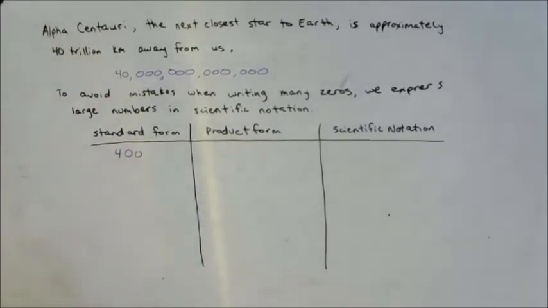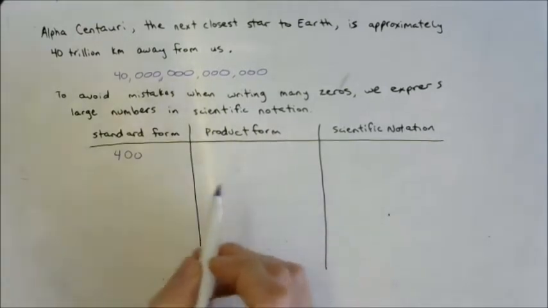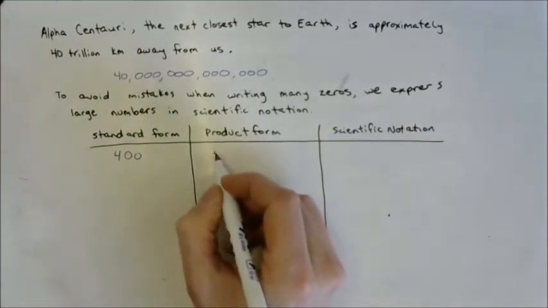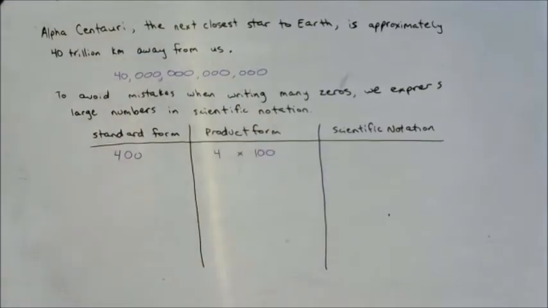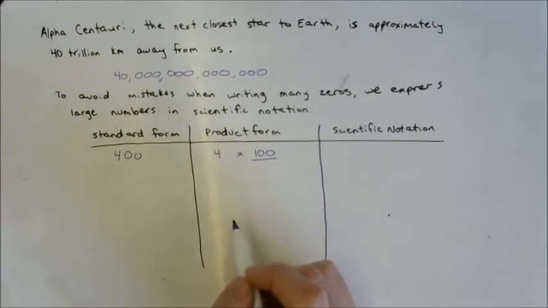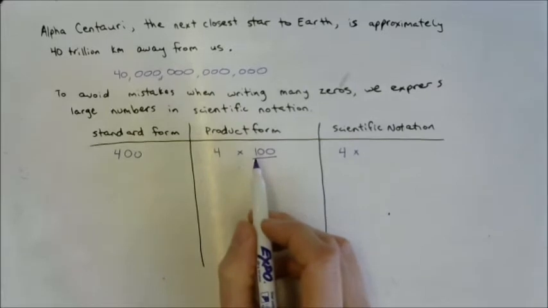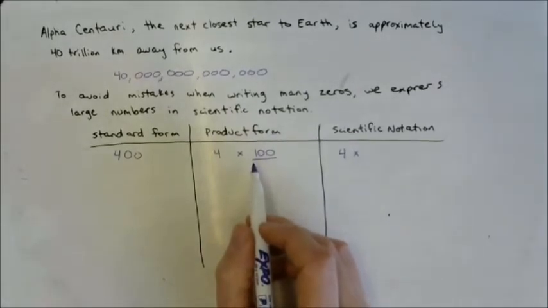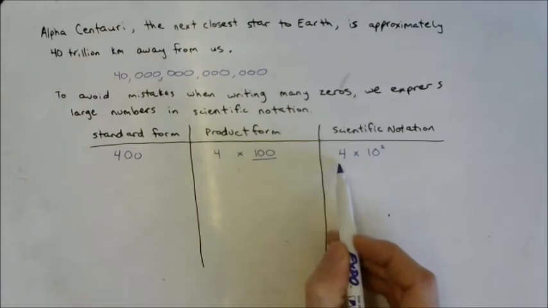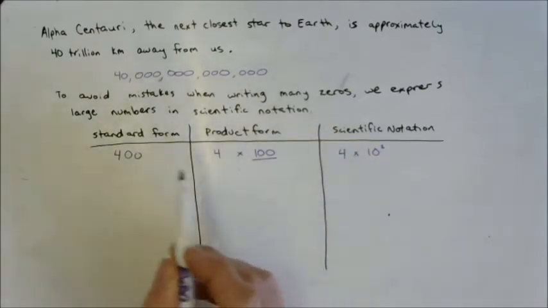Now, to write this in product form, product means you have two factors multiplied by each other. So what we're going to do is we're going to take the power of 10 out of this number. So instead of 400, what is that really? Well, it's 4 times 100. And this 100 we can represent as a power of 10. Okay? So we're going to rewrite it 4 times. And does anyone know what 100 is as a power of 10? 10 to the power of 2. 10 to the power of 2 is 100. So in our scientific notation, we have a one digit number multiplied by a power of 10 that will get us all the way back to standard form.